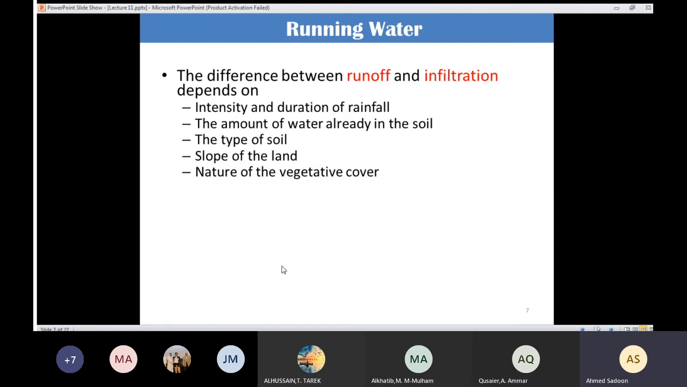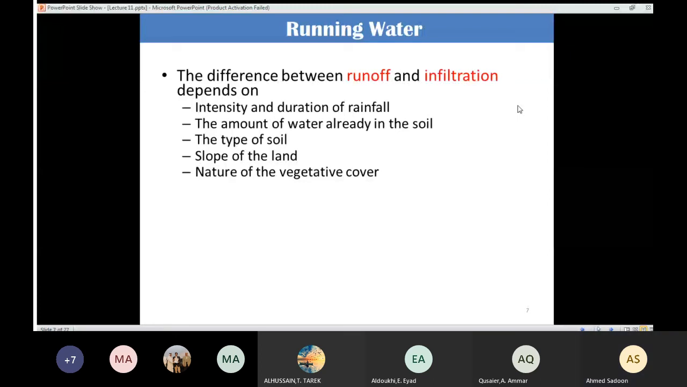Okay, so for example, if you are talking about the type of soil, why do you think the type of soil is going to affect the runoff or the infiltration process? Anyone can guess? Yes, maybe it can be rocky. Yes. For example, if you have rocky soil, what is likely to take place, runoff or infiltration? It will not absorb the water, which means that yes, runoff. So the type of soil plays an important role in determining whether you have runoff or infiltration.